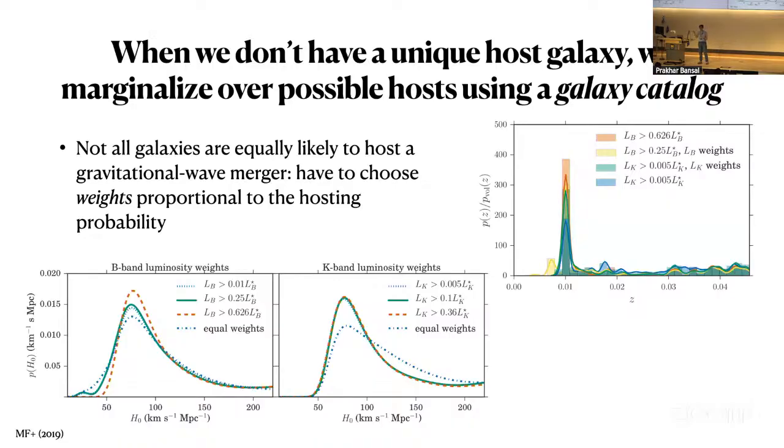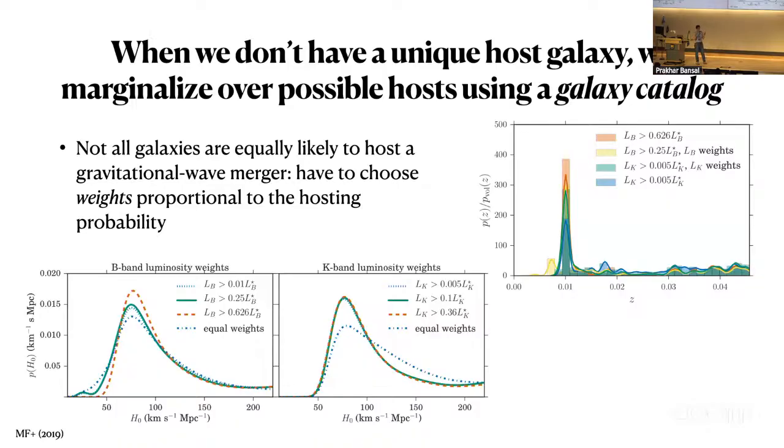Some galaxies are like dinky little dwarfs, and some galaxies are huge and have so much stuff in them. So it's not that every galaxy is going to have the same rate of gravitational wave mergers per galaxy. So we have to choose weights when we do this marginalization that are proportional to the hosting probability. We want to weight some galaxies more than others if we think they're more likely to host the gravitational wave merger. And this is from the paper that I showed yesterday, where we did this kind of toy exercise for GW170817.